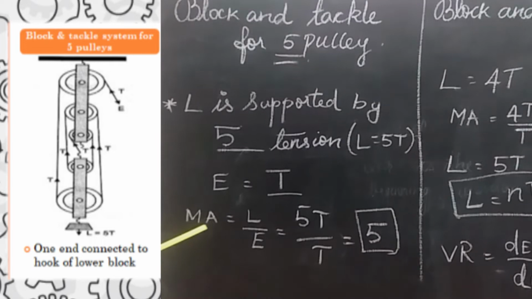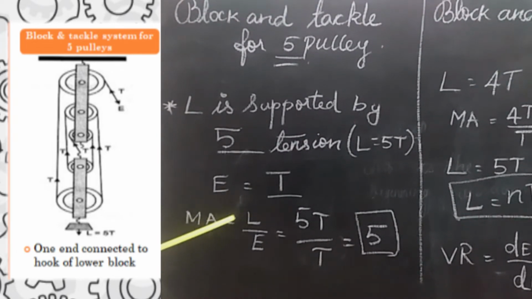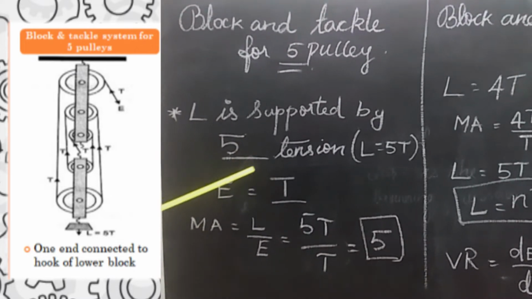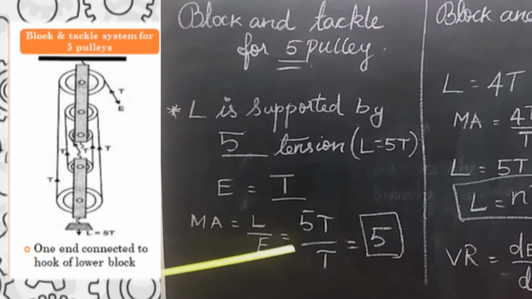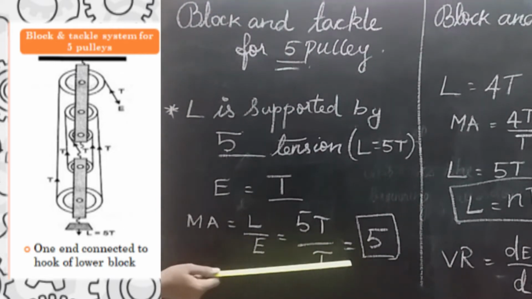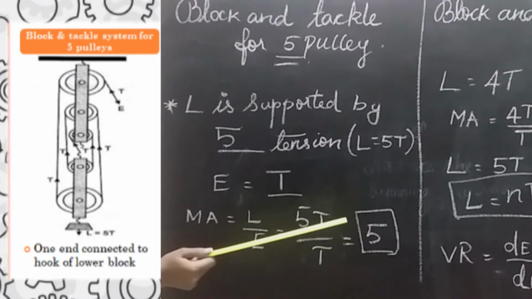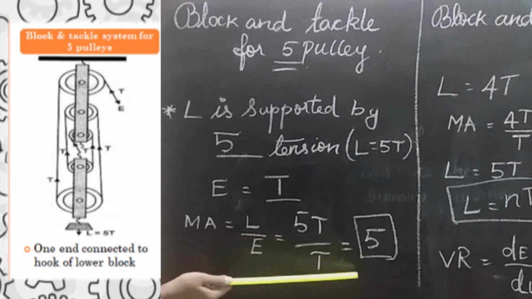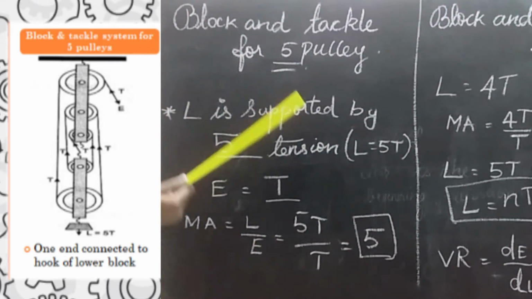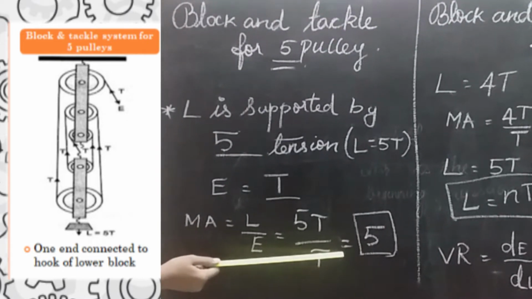We know the formula for mechanical advantage. MA is equal to L by E, load by effort. The value for load is 5T and the value for effort is T. So the mechanical advantage becomes 5. So see, in order to remember it easily, for the block and tackle of 5 pulleys, the mechanical advantage is 5.